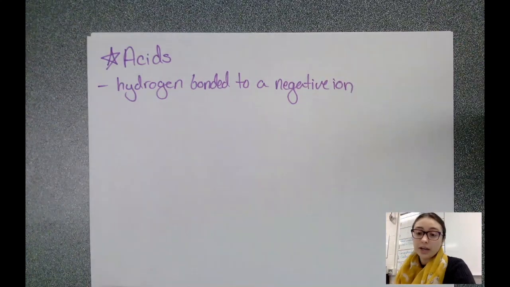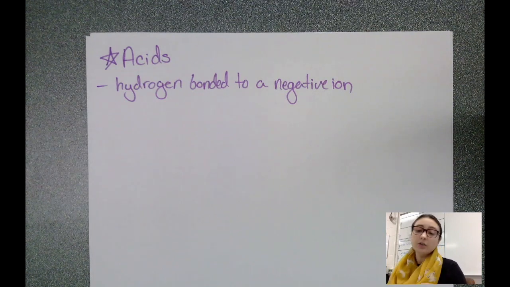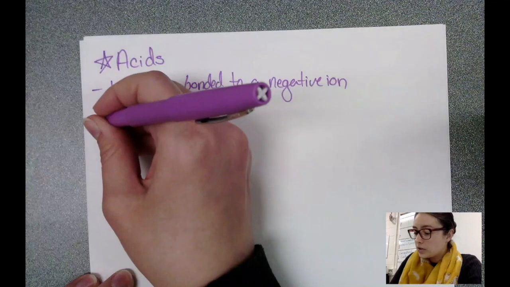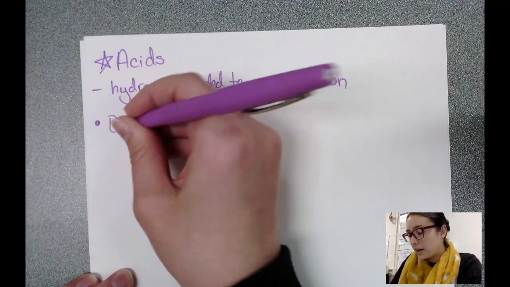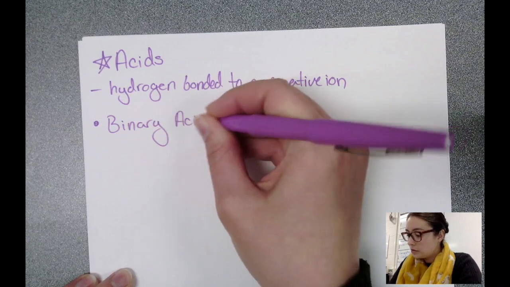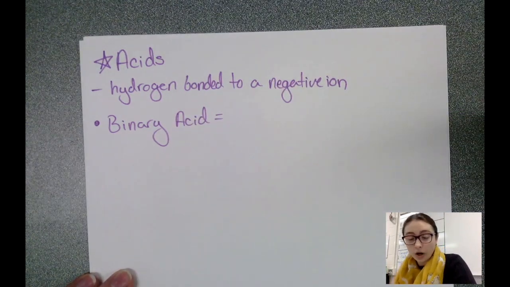There's 2 types of acids. There's binary acids and oxyacids. You need to be able to know the difference between the 2 because they are named slightly differently. So let's start with binary acids. A binary acid is just hydrogen plus one other element.